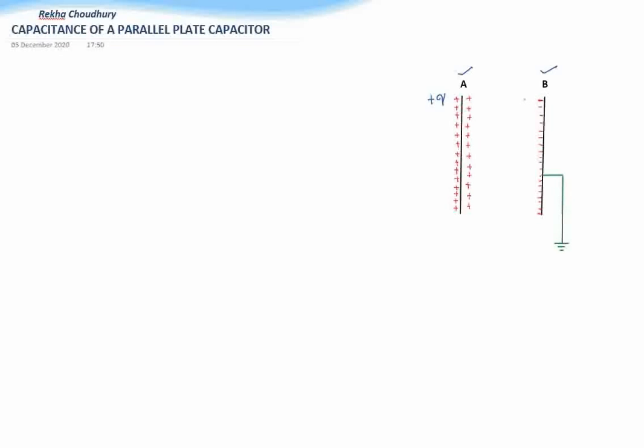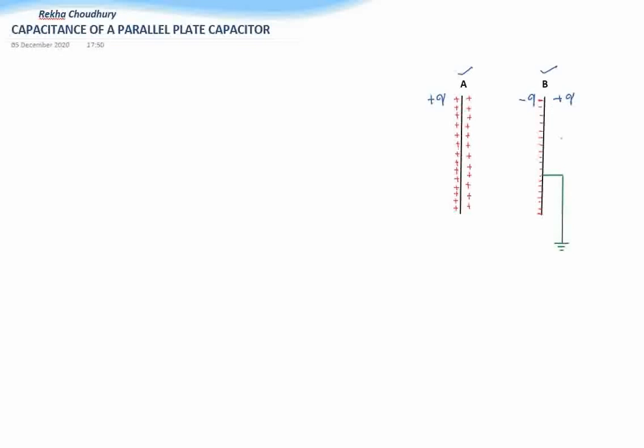so that minus Q charge is induced on the left face of the plate B and plus Q charge is induced at the right face of B. See, here we have given positive charge to the plate A, and as the plate B is nearer to the plate A, a negative charge will be induced at the inner side or left side of the plate B, and positive charge will be induced at the right side or outer side of this plate B.